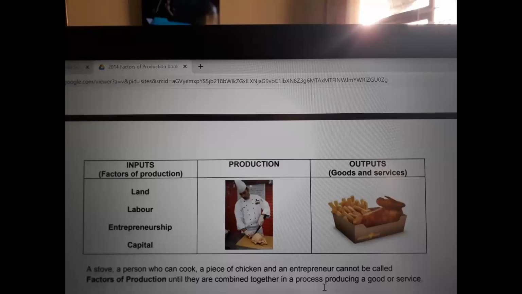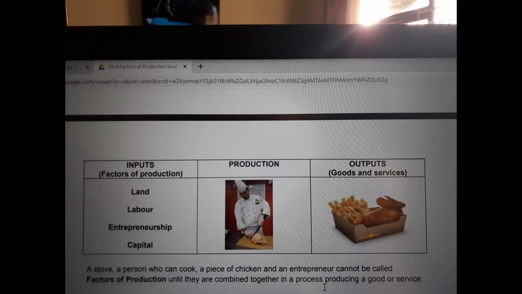And then at the bottom, if you look at the picture, they say a stove, a person who can cook, a piece of chicken, and an entrepreneur cannot be called factors of production until they are combined together in a process producing a good or a service. So, first of all, my question will be, mention the four factors of production. Then you must say land, labor, entrepreneurship, and capital.